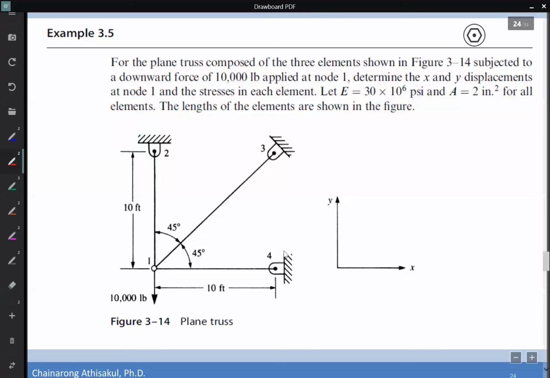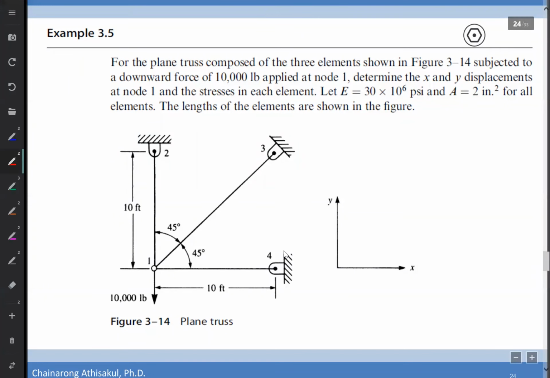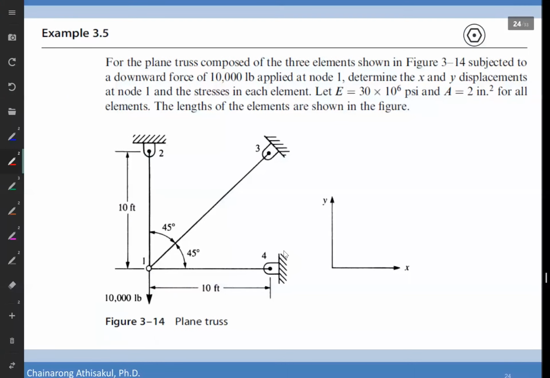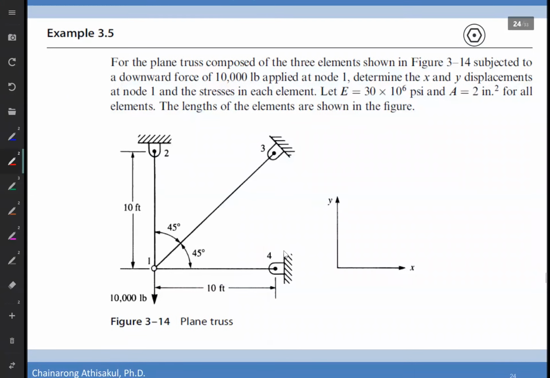Okay, in this video we will show how to use the element stiffness matrix in global coordinates for solving a basic plane truss system, as shown in this example. We have three elements.